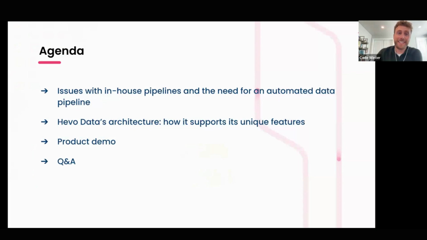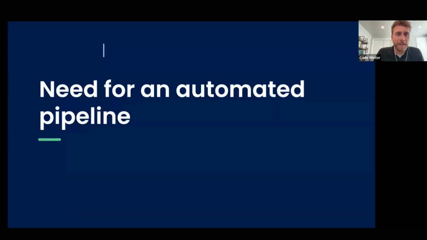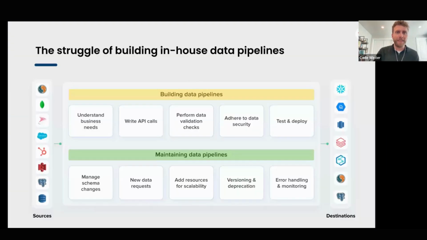So our agenda today, we're going to talk about issues we've all experienced with building in-house pipelines and why automated pipelines are great. Again, going through Hevo's architecture, doing a product demo, and then a really quick Q&A there at the end. So if you have any questions, definitely drop them in the chat and we can hopefully address those towards the end of the call. So starting with a prevailing question, maybe why a lot of us are here, why do we need automated data pipelines?